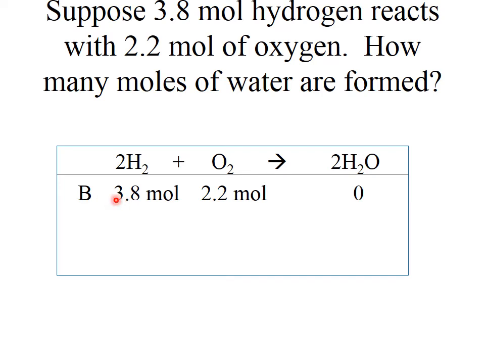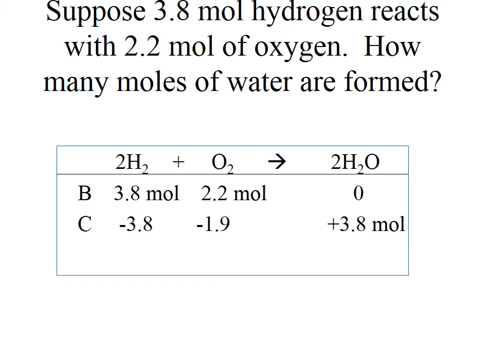That's before the reaction. Before we mixed anything, we had 3.8 moles of hydrogen, 2.2 moles of oxygen, and 0 moles of water. The change is how much of each one is used or produced. So our reactants will decrease because they're being utilized or consumed. Our products will increase because they are being produced.